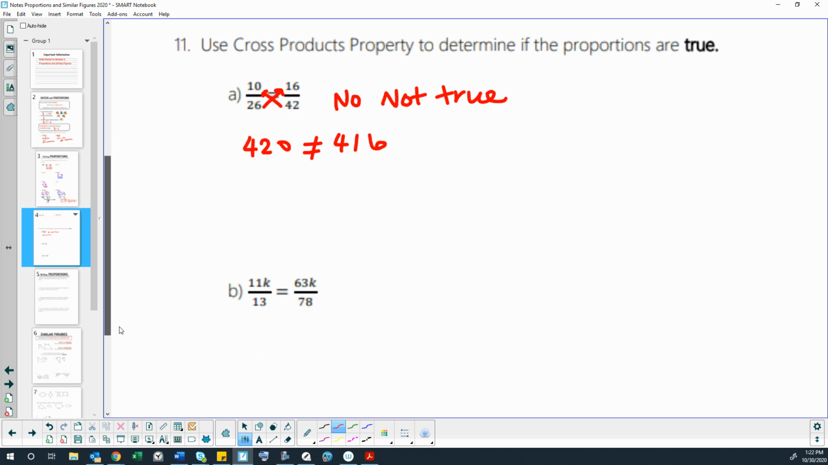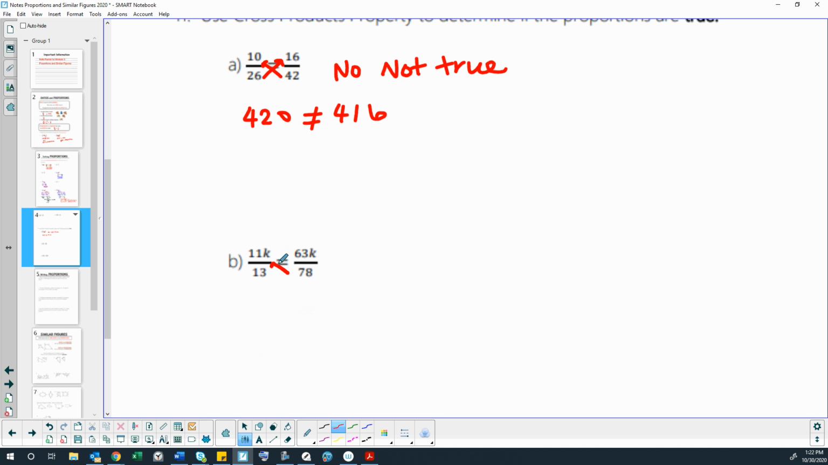Let's look at number 12, or actually it's 11b. Same idea, 11 times 78 is 858k. Don't forget k's that are in there along for the ride. And then we have 13 times 63, which is 819k. Now right now, these do not look at all like they would be a proportion, right? And in fact, it doesn't even matter what k is. There is no number that k could be that would make the 858 and the 819 equal to each other. So again, this one is not true.